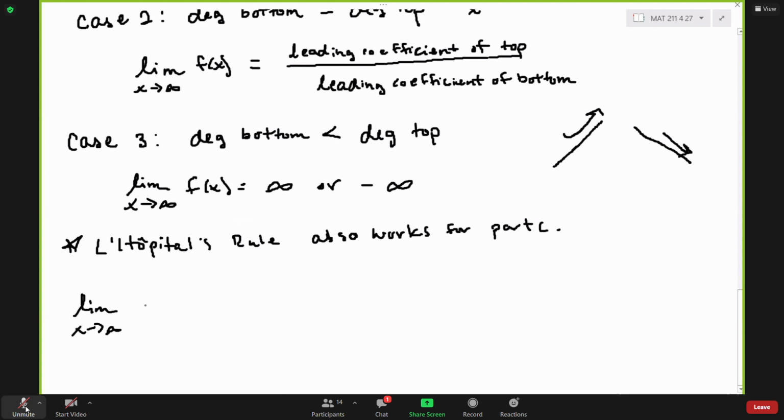Since this is what we're looking at, oops, that's a minus. If x goes to infinity, this top is going to be infinity and this bottom is going to be infinity since they both have x's in them. So we could L'Hopital this just like in the previous one, and it'll end up being the same. So we'd end up with 1 over 2x minus 7.